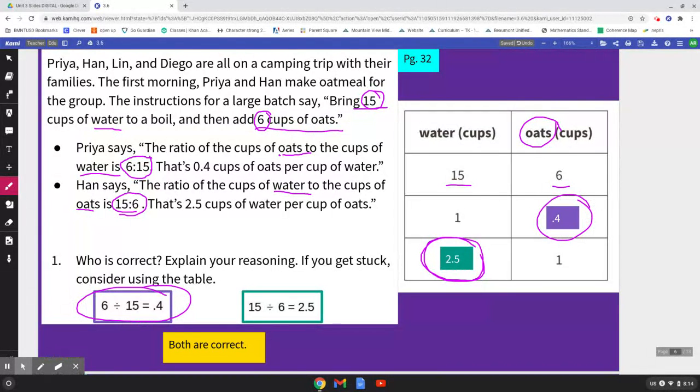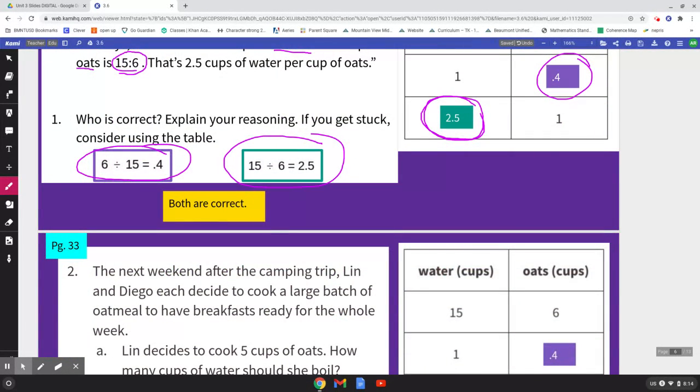So in the chart, I want you to fill in the 0.4 and the 2.5. And then I want you to write these two equations because that's how I solved it. So I divided first 15 divided by 6, and that gave me the cups. And then I reversed it. I did 6 divided by 15, and that gave me the oats.